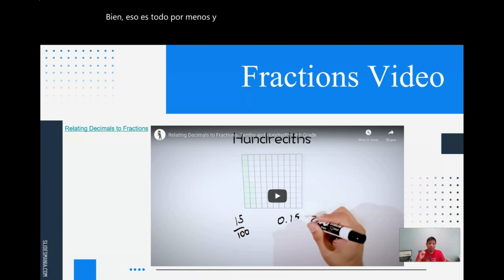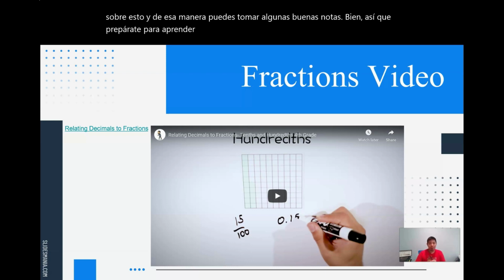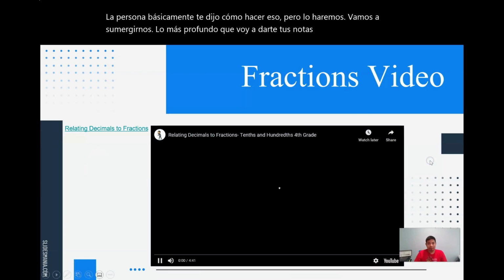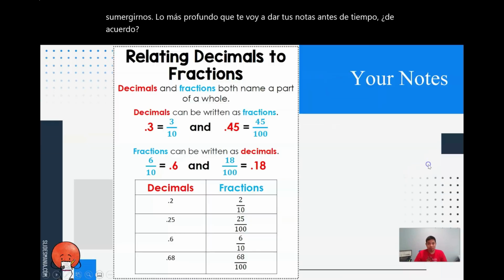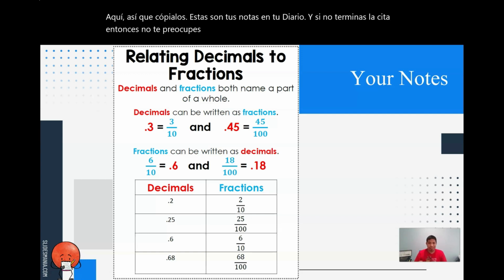I know tomorrow we're going to be learning more about this, and that way you can take some good notes. So be ready to learn about how to relate decimals to fractions. The person just basically told you how to do that, but we're going to dive in deeper. I'm going to give you your notes ahead of time. Right here. So go ahead and copy your notes in your journal. And if you don't finish today, don't worry, I'm going to post them again tomorrow in the video.